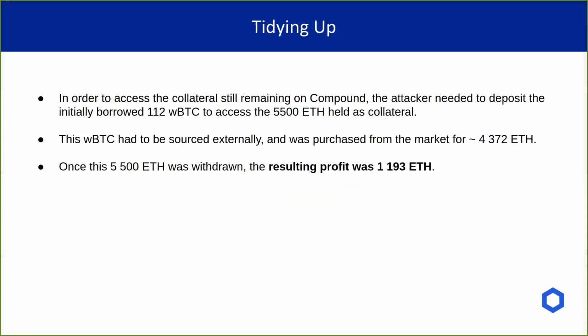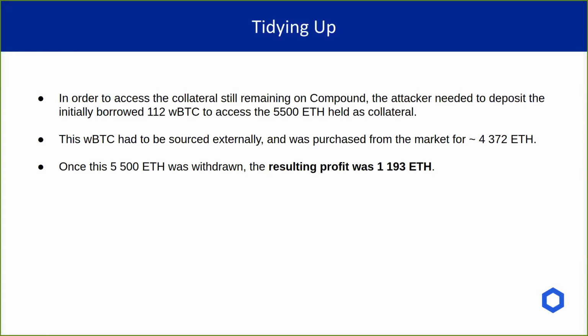And now, tightening this whole thing up, for the attacker to access the collateral still remaining on Compound, because he still has that 5,500 ETH securing that 112 wrapped Bitcoin at 75%, basically what he needs to do is source 112 wrapped Bitcoin externally to the actual flash loan, purchasing from the market for around 4,372 ETH. At which point they can seize the rest of that 5,500 ETH. So the ultimate profit of this trade is 1,193 ETH, which should really prick your ears up about how this can be done.